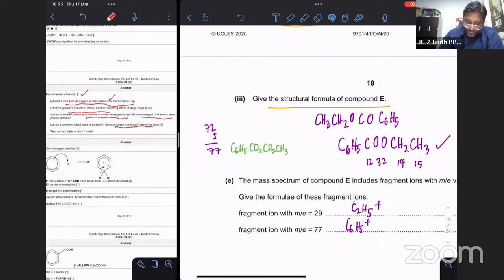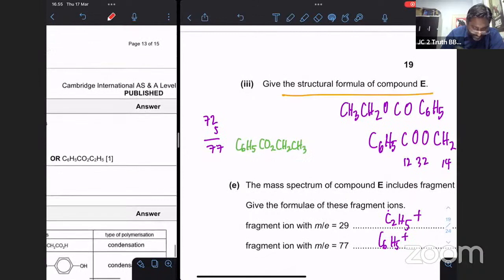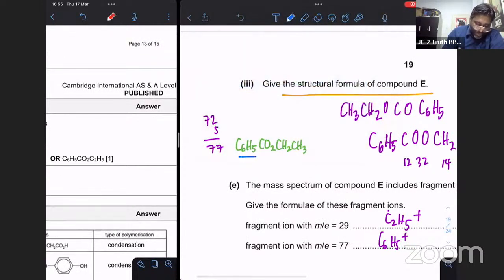If you look at the marking key also, let me show you. C6H5, CO2, C2H5. Yes, so it's okay.